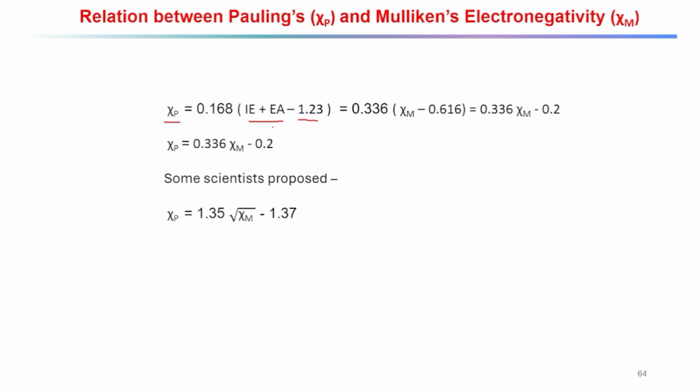Now this can be converted into Mulliken's electronegativity. This IE plus EA, and we know half of IE plus EA is equal to chi m. So you can just convert it to chi m, and ultimately you will get 0.336 chi m minus 0.616, which will give 0.336 chi m minus 0.2. So this is the relation between Pauling's electronegativity and Mulliken's electronegativity.